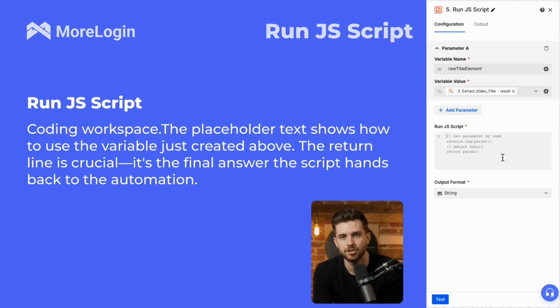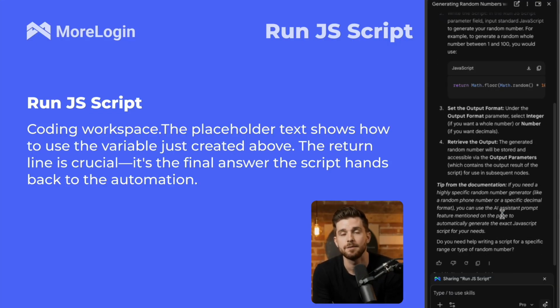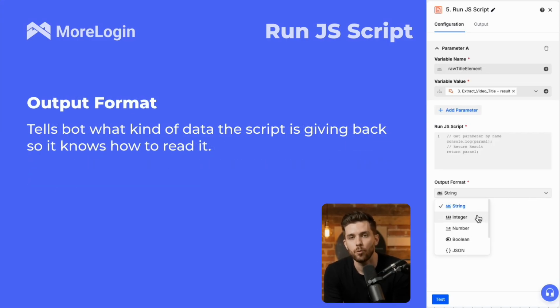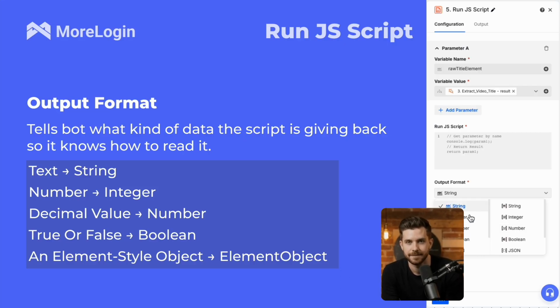Then we write the logic in Run.js script. It might seem a bit difficult to those unfamiliar with coding, but now we can easily pass variables generated in the project directly to AI to generate scripts. Then we need to choose the output type that matches the value the script returns. If it's an array, select the array first, then select the value type within the array.